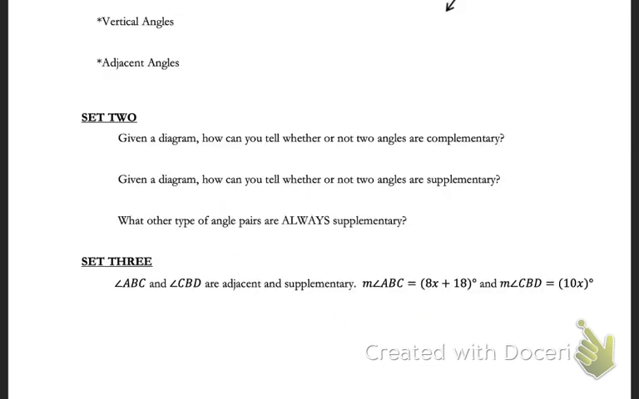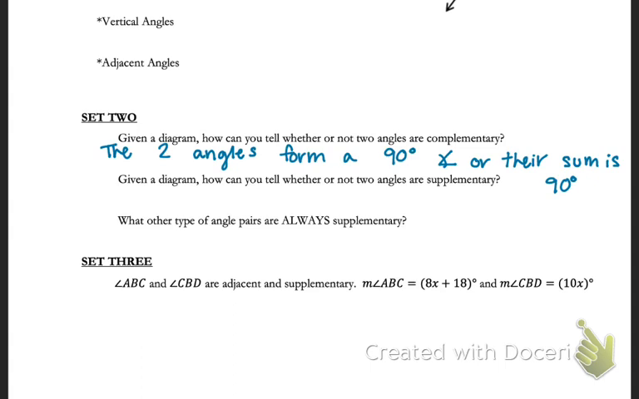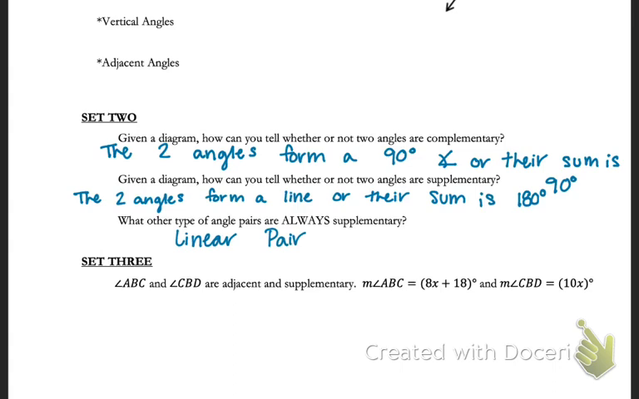Set 2. Given a diagram, how can you tell whether or not two angles are complementary? So again, like I already discussed, there's going to be two options here. The two angles either form a 90-degree angle or their sum is 90 degrees. Given a diagram, how can you tell whether or not two angles are supplementary? Same idea, but now we're talking about the 180. So they either form a line or their sum is 180 degrees. And the type of angles that are always supplementary is going to be a linear pair.